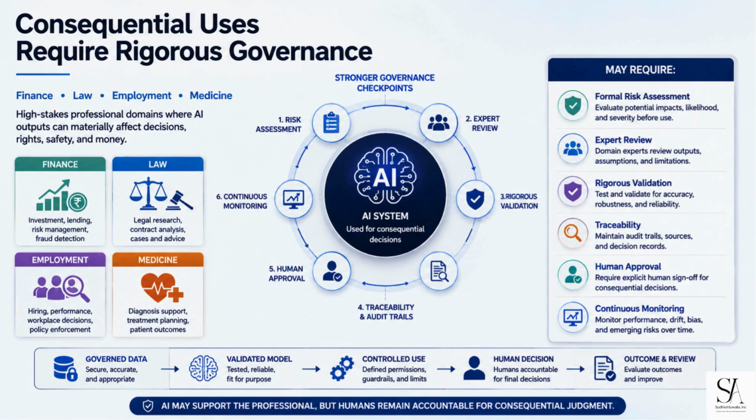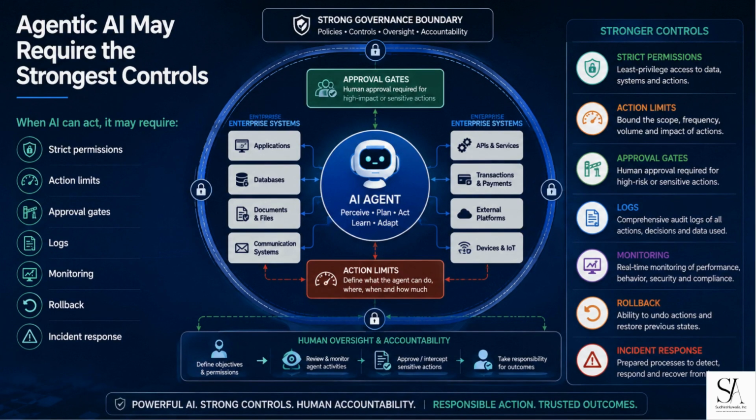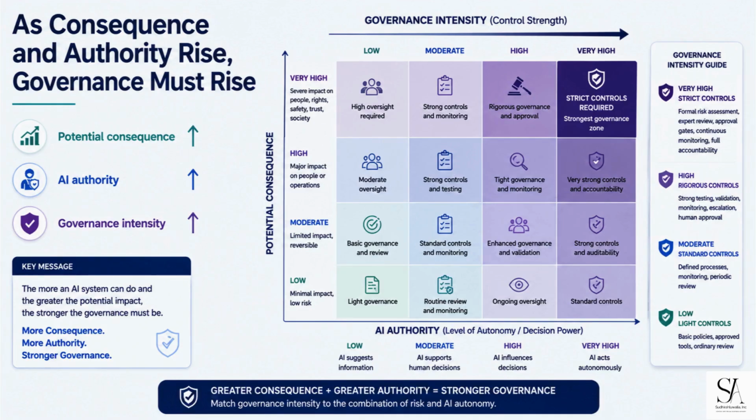Autonomous and agentic systems can require the strongest controls because they can move beyond generating information and begin to affect the external environment. An agent may call an API, alter a record, access a sensitive file, communicate externally, or initiate a transaction. Strict permissions, action limits, approval gates, logs, monitoring, rollback, and incident response may therefore become part of the system design. The principle is straightforward. Governance intensity should increase as the potential consequence of failure and the authority of the AI system increase. This allows organizations to encourage useful experimentation without treating low-risk and high-risk applications as though they were the same.